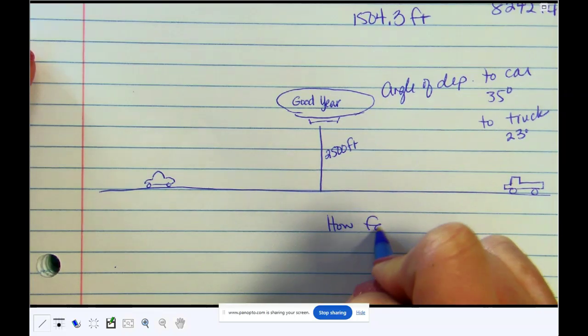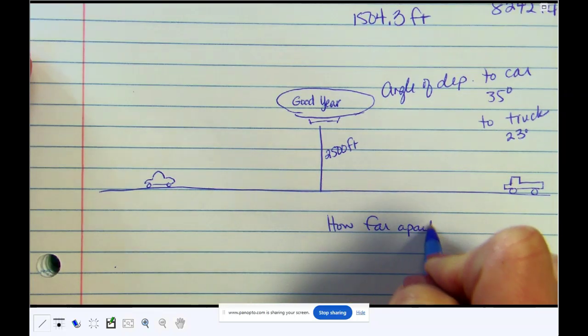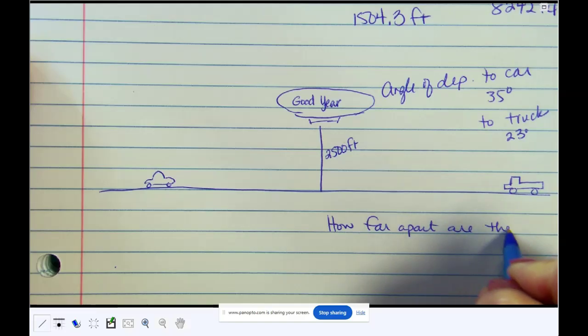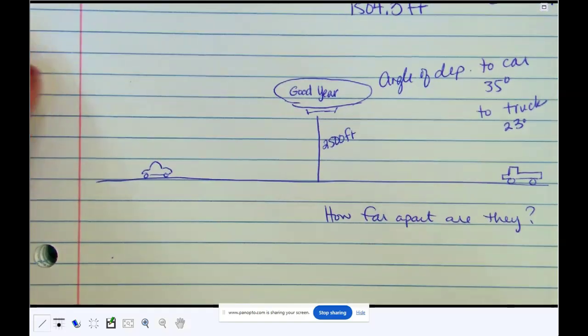Uh-oh, Trevor, this is what you're bad at. How far are they from each other? Yep. How far are the 2 vehicles from each other? I believe in you, Trevor. You got this. That's not a lot of faith in yourself, but I applaud it.